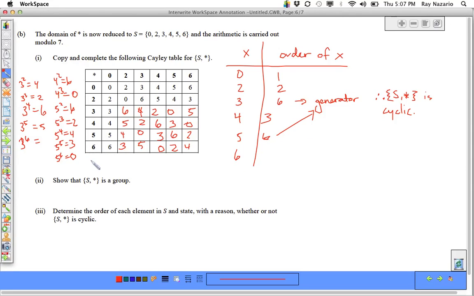And then 6. Let's hope this is painless. 6 squared is 4. 6 cubed is 4 star 6. Hey, that's 0. All right, 3. So we got all of our orders. We're good here. Almost done.